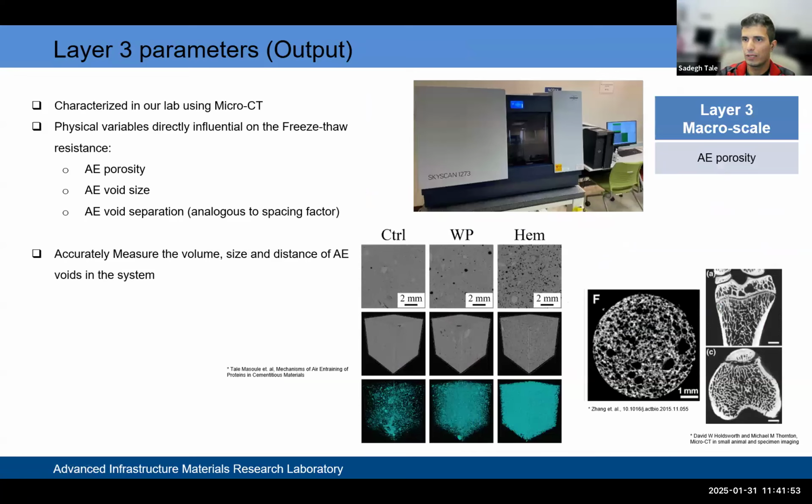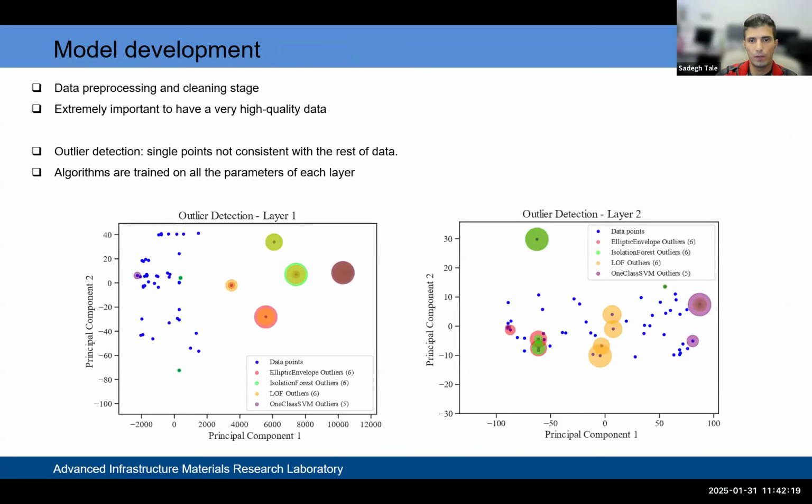Finally, on the third layer, we have our macrostructural properties, things like the total air void volume, the void size, and the distance between these voids. And we did that using micro-CT, which gives us a 3D model of our hardened cement paste that we then run a lot of different analysis on, and we can get a plethora of different information. So this was our data set building stage. After that, we did pre-processing and processing on those data.